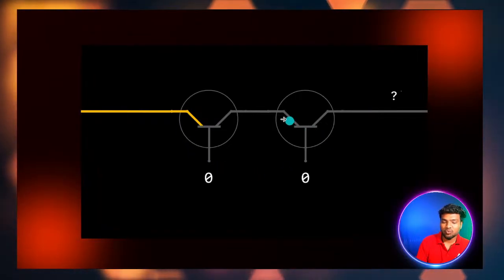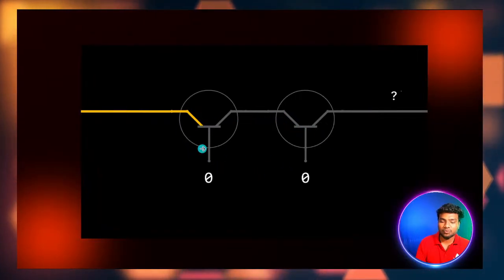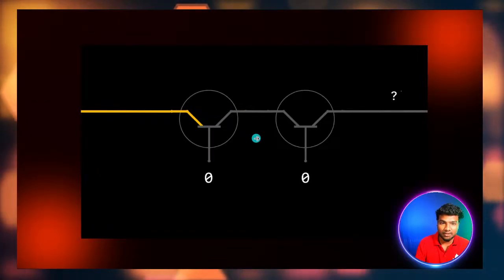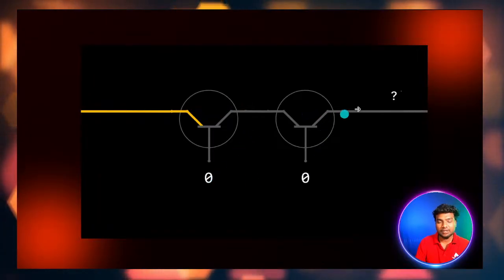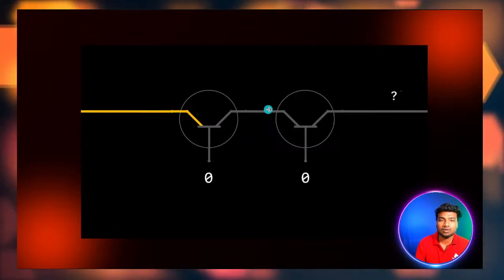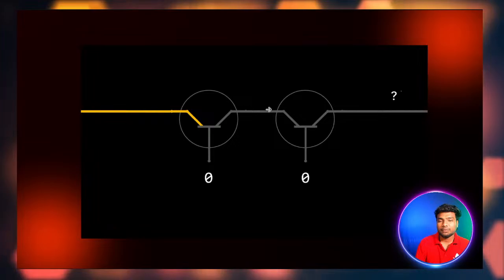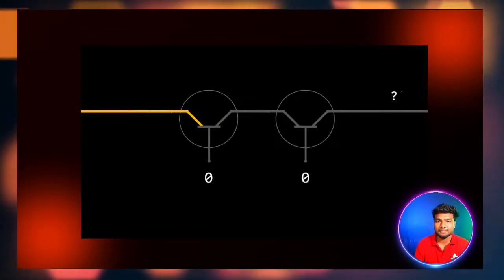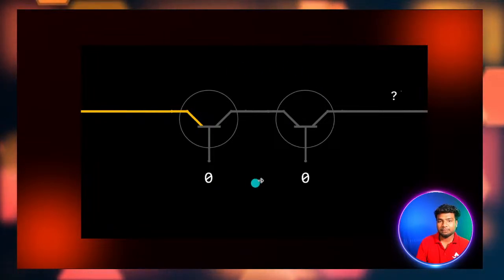So if you give 1 to both of these transistors, here 1, here 1, you will get 1. Otherwise, if either this transistor or that transistor is 0, you will get 0 as output. Basically, this is the functionality of an AND gate. Okay, so this is the logic behind the AND gate.